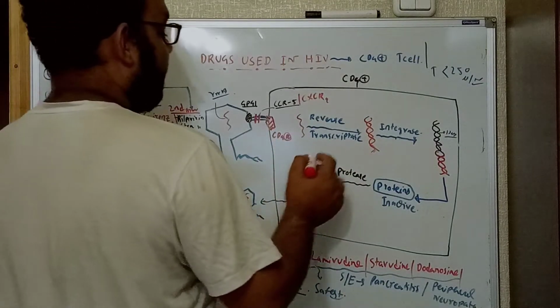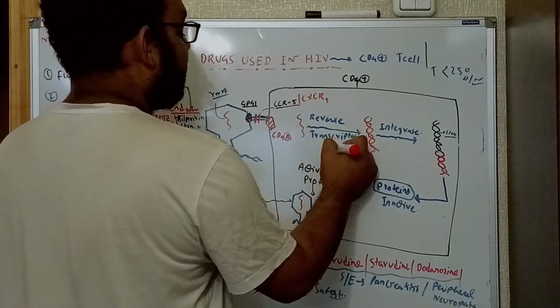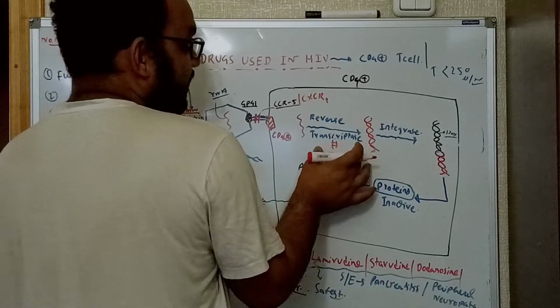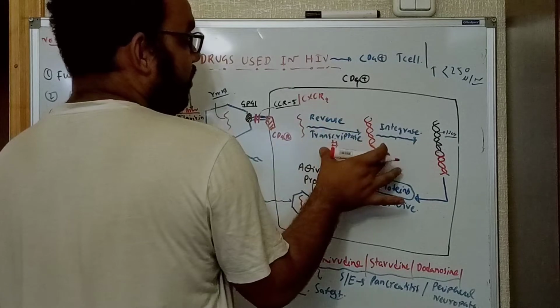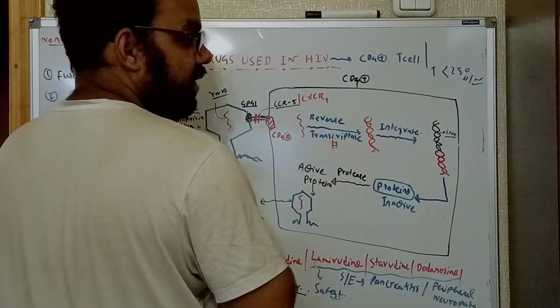The second type of drugs you can use will inhibit the reverse transcriptase enzyme. Whenever this enzyme is inhibited, the RNA will not get converted into DNA, so no further process will be seen.